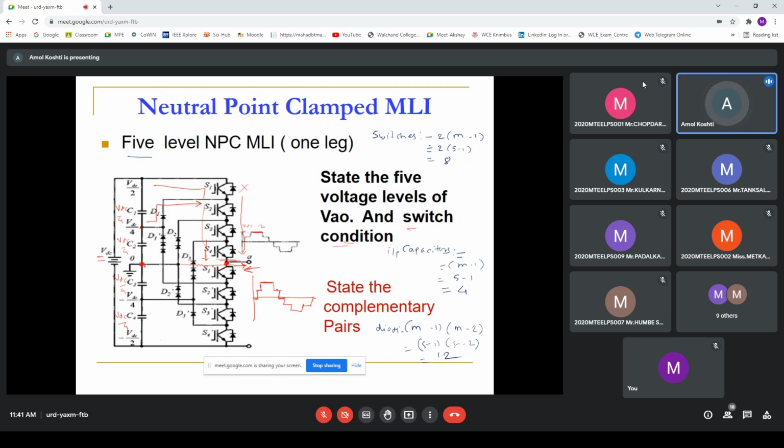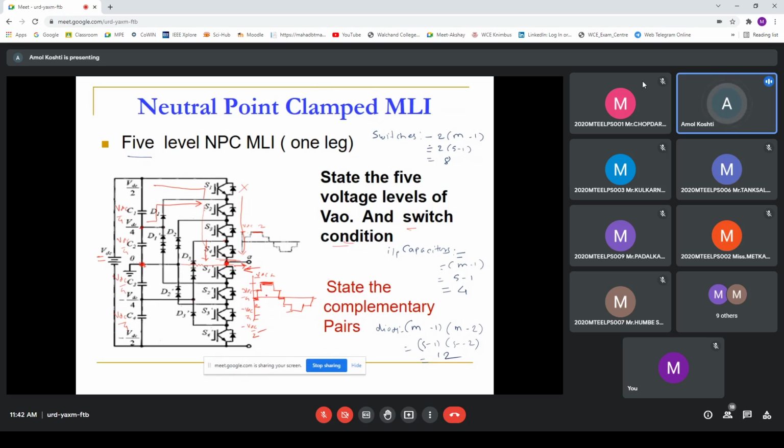Now if you see the nature of the output, here the levels are more. First level is VDC by 2, then here VDC by 4, then here 0 voltage level, then here minus VDC by 4, and then here minus VDC by 2. So total 5 levels: VDC by 2 first, second, this 0 is third, fourth and this fifth. So in this way these levels are counted.